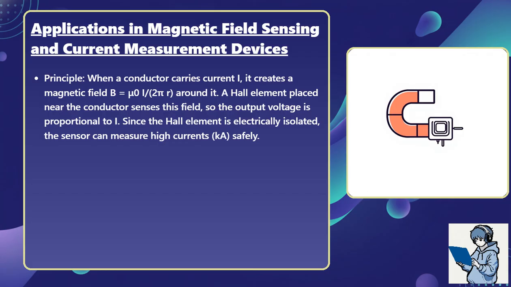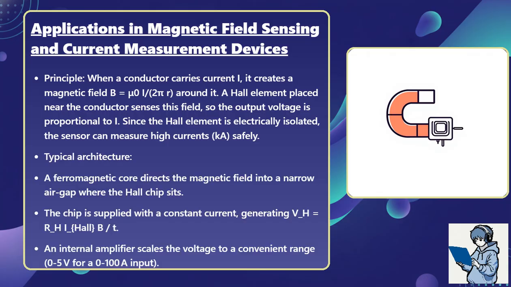Principle: when a conductor carries current I, it creates a magnetic field B = μ₀I / 2πr around it. A Hall element placed near the conductor senses this field, so the output voltage is proportional to I. Since the Hall element is electrically isolated, the sensor can measure high currents, kiloamperes, safely.